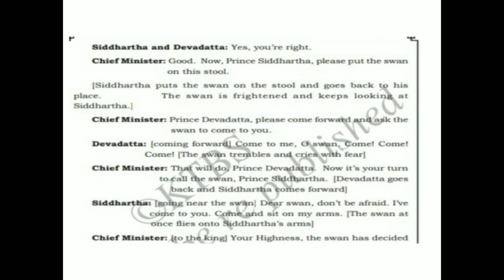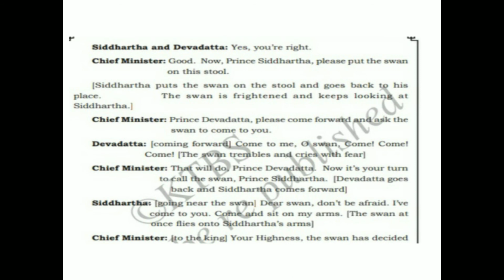So the chief minister is telling Prince Devadatta, please come forward and ask the swan to come to you. You call the bird. Then Devadatta came forward. Come to me, O swan, come, come, come. The swan trembles and cries with fear. But the bird is fearing and it cries.